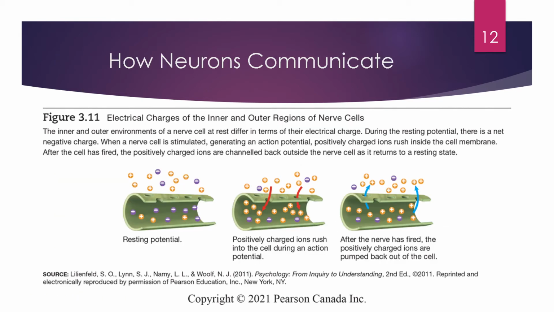This is an example of what we were talking about just then. You can see at resting potential, we've got far more negative ions inside the cell and far more positive ions outside the cell. But then we see those positively charged ions starting to rush into the cell during an action potential, which again causes the charge of the cell to spike up from the -70 to approximately positive 35 millivolts. And then after the cell has fired, those positive ions are pumped back out into the surrounding environment so that the cell can return to resting potential and get ready to fire again.